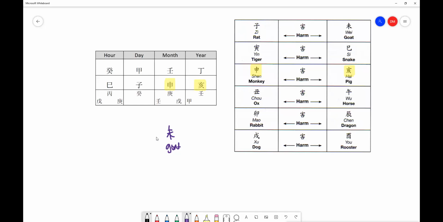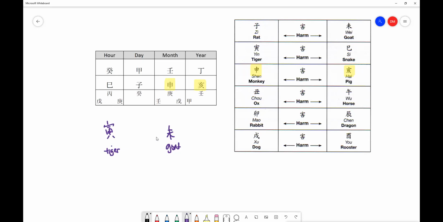And here we have the snake. What will be the harm for the snake? Tiger. So you can see the snake and the tiger. So we look into the tiger, yin. Next year is the year of the tiger. Therefore, the tiger will come in next year, and then it will harm the snake.